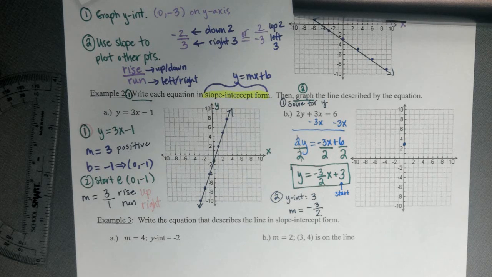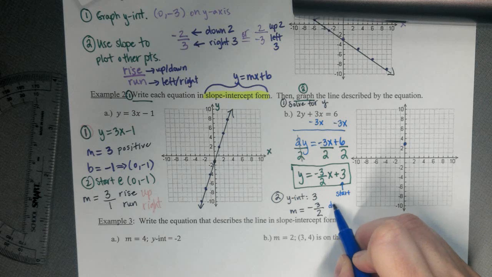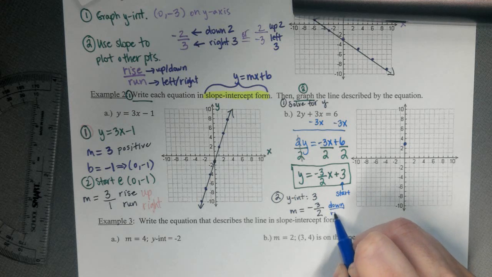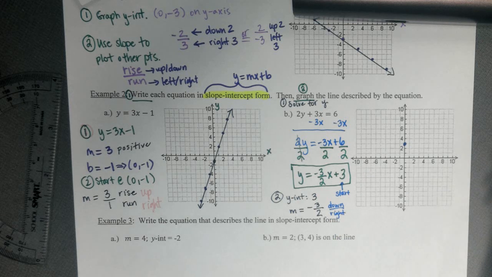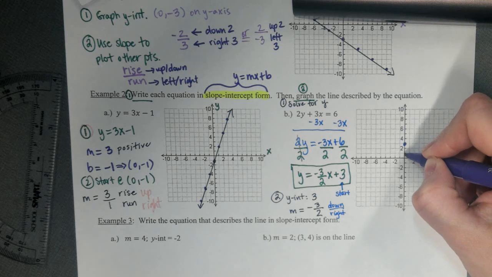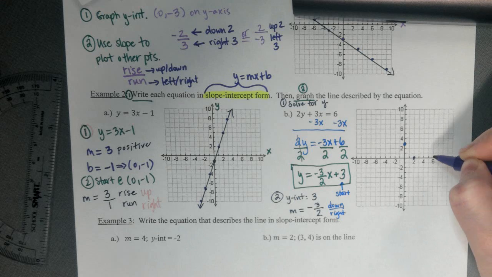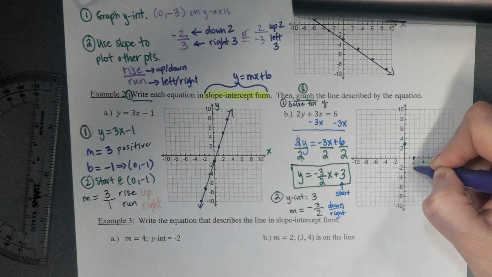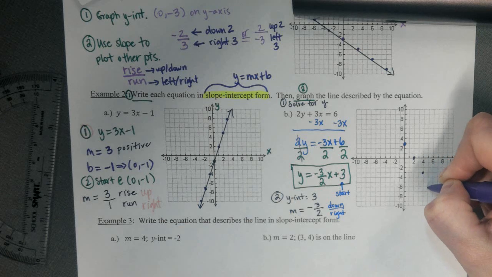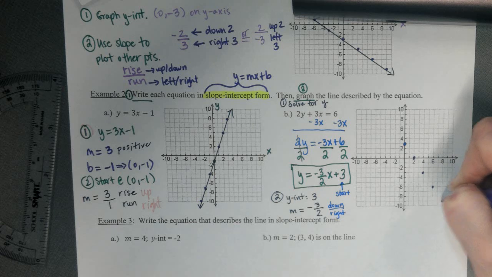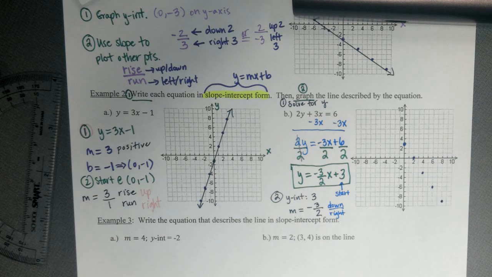Okay, and then we're going to go down 3 and then right 2. Make sure you go to the right. Okay, so we go down, 1, 2, 3, and now we go to the right 2. Down, 1, 2, 3, right 2. Until you can't do it anymore.